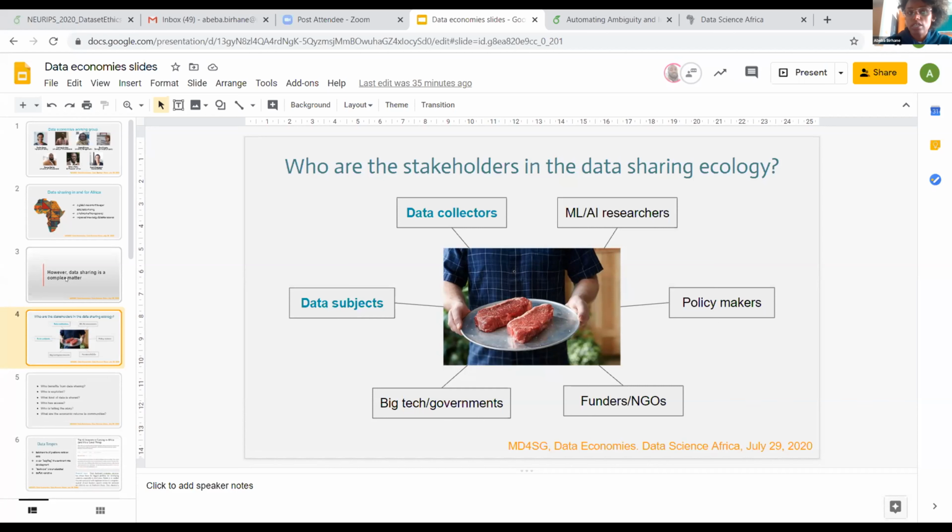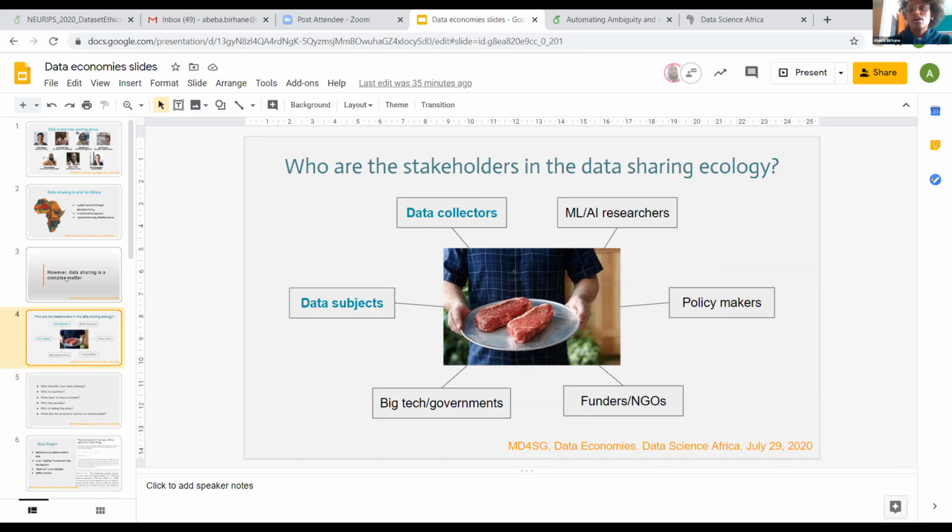This is especially important in the case of the African continent, because a lot of the data sharing initiatives come from NGOs and funders that fund research projects within Africa. They often demand that the data be shared or made open. So they have a heavy stake in the data sharing ecology, but big tech and governments also hold part.